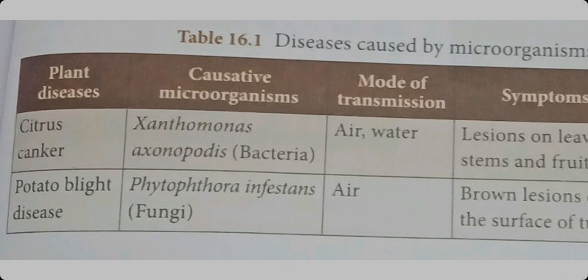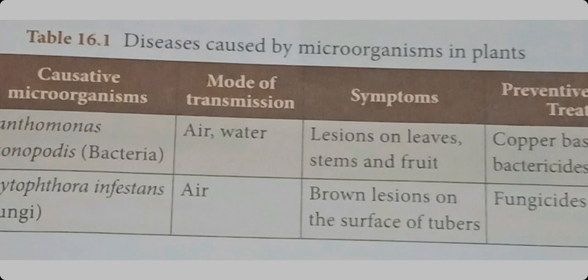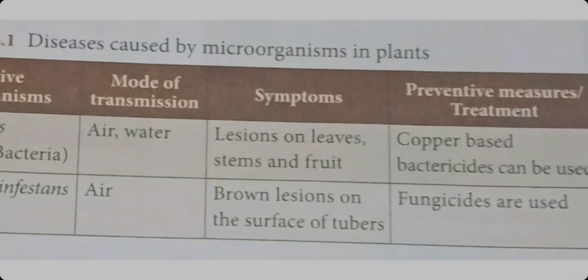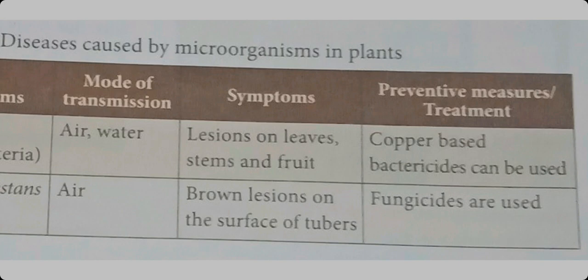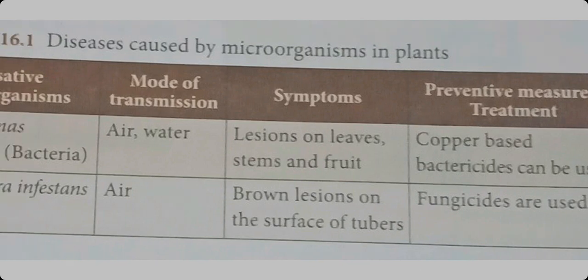Citrus canker's causative microorganism is Xanthomonas axonopodis. It's a bacteria. Mode of transmission is air or water. Symptoms: lesions on leaves, stems and fruit. Lesion means scratches or damage on leaves, stems and fruit. Preventive measure: copper based bactericides can be used. Bactericide means a substance which kills bacteria. Here, some copper based things are used to kill bacteria. This is a preventive measure for this disease.